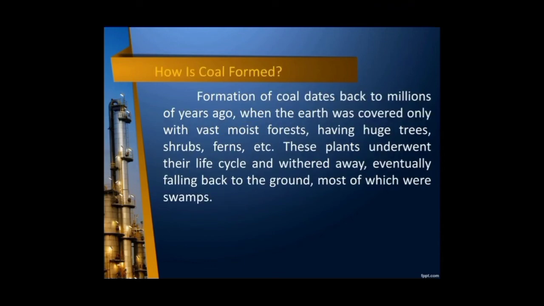How is coal formed? Formation of coal dates back to millions of years ago, when the earth was covered with vast moist forests having huge trees, shrubs, ferns, and so on. These plants underwent their life cycles, withered away, eventually falling back to the ground, much of which was swamps. New plants replaced them, went through a life cycle, and the whole process continued repeatedly over the years, as a result of which the earth bed started accumulating all these dead plants.